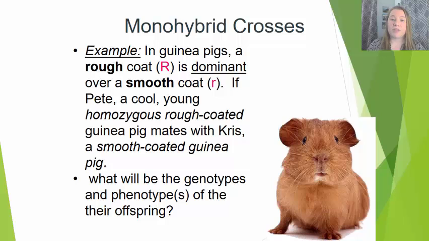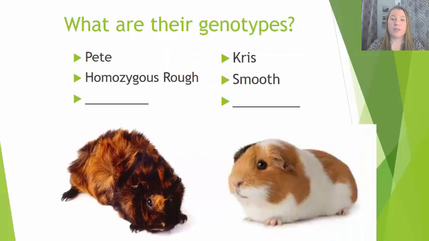Now let's look at another example here with guinea pigs. If a rough coat is dominant over a smooth coat, and we are crossing a homozygous rough-coated guinea pig with a smooth-coated guinea pig, we can figure out the possible genotypes and phenotypes of their offspring using the same monohybrid cross again. So the equation for Pete, the homozygous rough guinea pig, would be capital R, capital R, and for Chris, the smooth-coated guinea pig would be lowercase r, lowercase r.